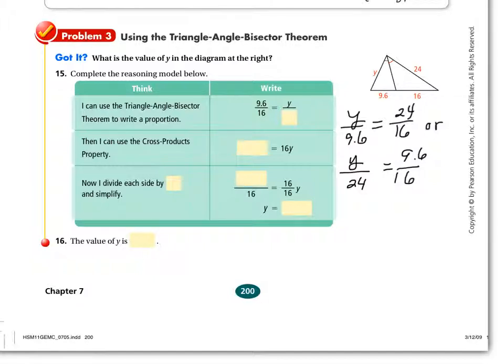So for this one, let's go ahead and find our cross products. We're going to ignore what they have over here. So find our cross products. Y times 16 is 16y equals, and then using our handy dandy calculator, we're going to find 24 times 9.6, which is 230.4. Then you're going to divide both sides by 16, and you get y is equal to 14.4.